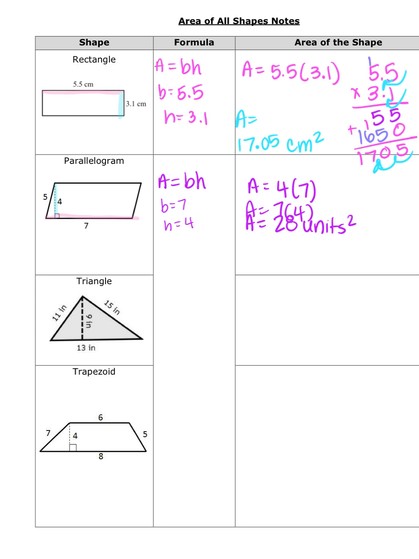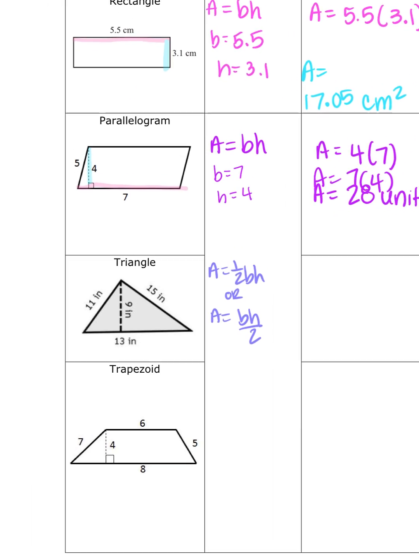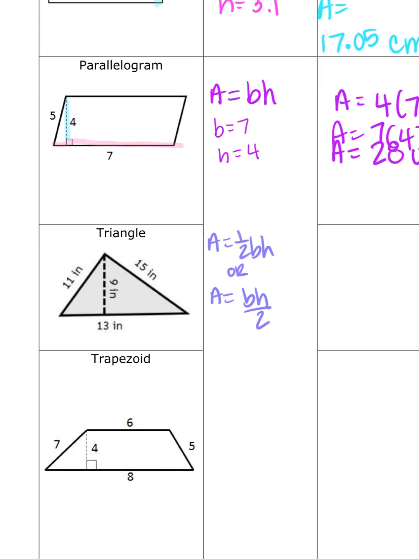This next one is a triangle. I want you to take a moment and look at your chart and write the formula for area of a triangle in this spot. So you should have written A equals 1/2 base height, or A equals base times height divided by 2. They're the exact same thing because multiplying by 1/2 is the same thing as dividing by 2. So remember, the base and the height have to make a right angle when they intersect or they meet. So here's this right angle.